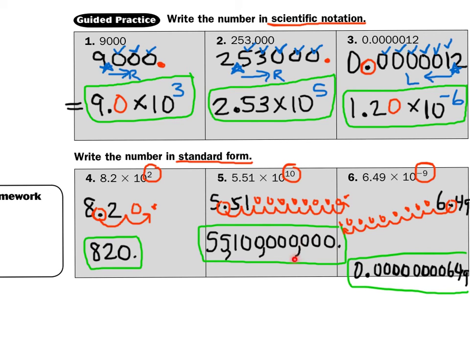Okay, so then once I know the decimal's at the end, I count backwards. 1, 2, 3, put a comma. 1, 2, 3, put a comma. 1, 2, 3, put a comma. So that you could read this to me. This would be 55,100,000,000.